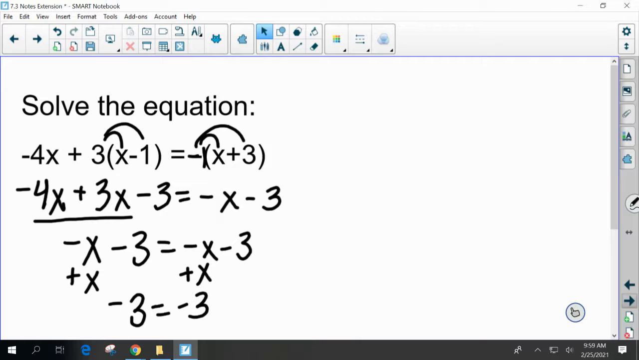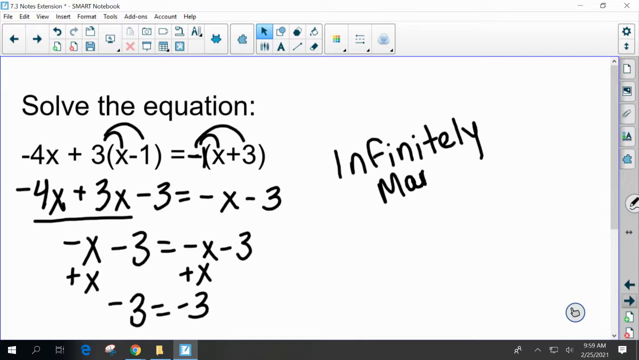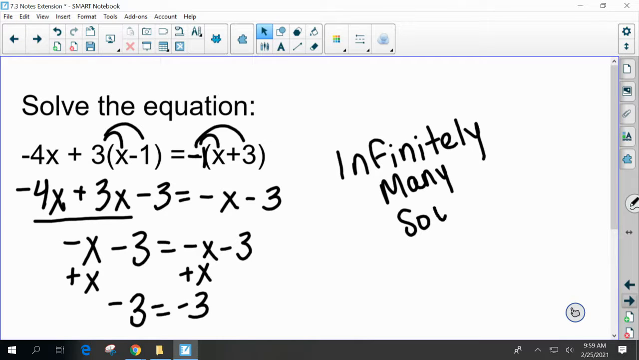Okay, so does negative 3 equal negative 3? Yes, that is true. So when it happens to be a true statement, your answer is infinitely many solutions. It means that there's an infinite number of answers for this problem. You can also write that as infinitely many if you want to. It means there is an unlimited number of answers for this problem. And that happens when you have the same thing equals the same thing.